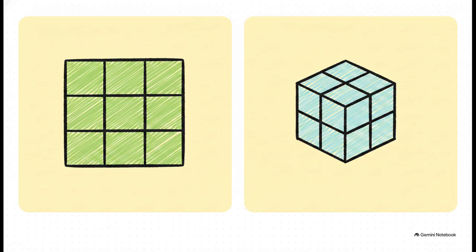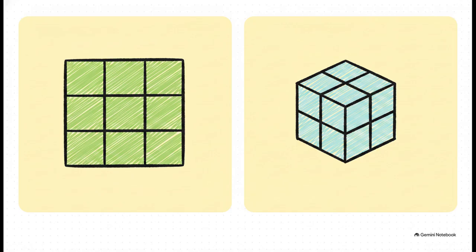So a perfect square is simply a whole number multiplied by itself. Think of a flat two-dimensional floor. If you lay out 3 rows of 3 tiles, you get a perfect square of 9 tiles in total area. Simple, right? But a perfect cube steps into the third dimension. It's a whole number multiplied by itself 3 times.